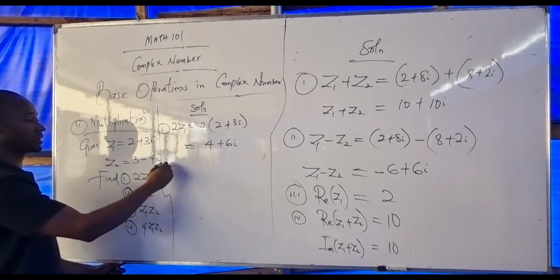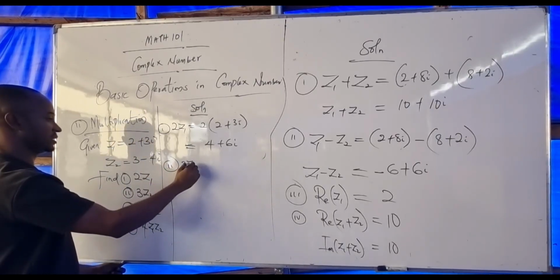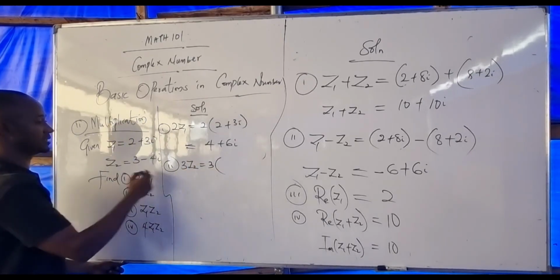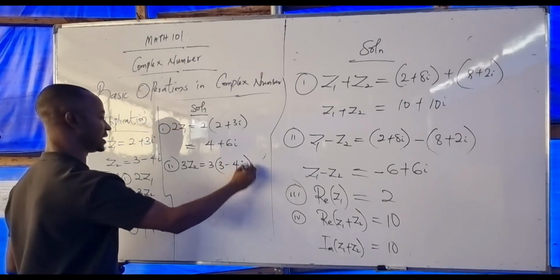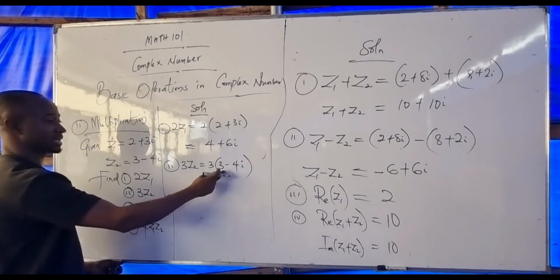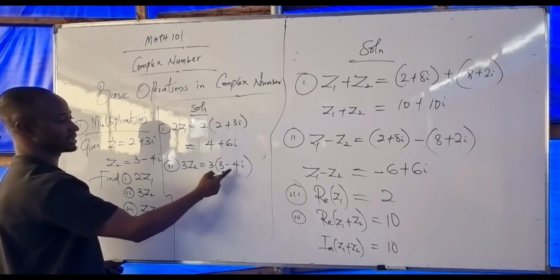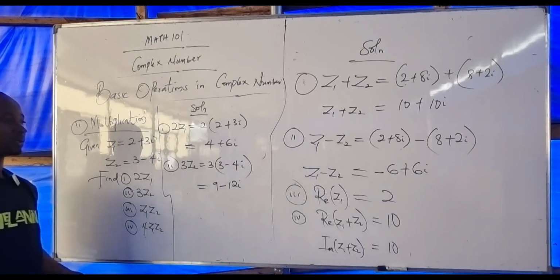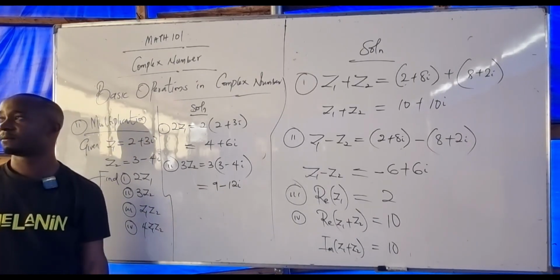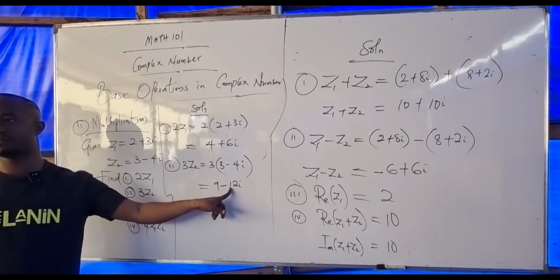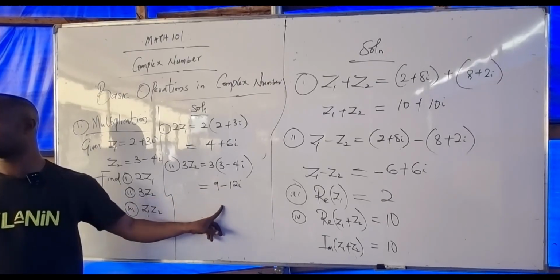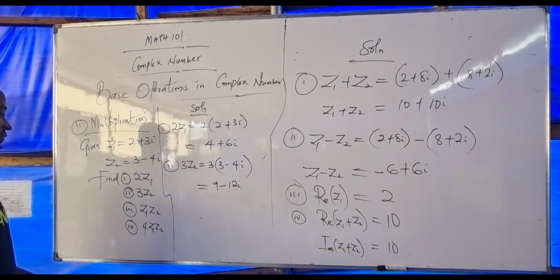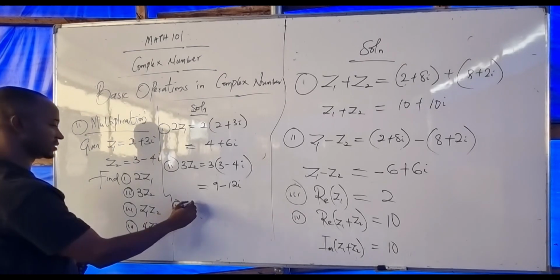Number 2 is 3Z2, meaning 3 times Z2. So we have 3 times Z2, which is 3 minus 4i. If I'm to expand this, 3 times 3 will give us 9, right? 3 times minus 4i is minus 12i. Is that not? What is the imaginary part of this? Minus 12. The minus sign is attached to 12. Okay, so the next is what?